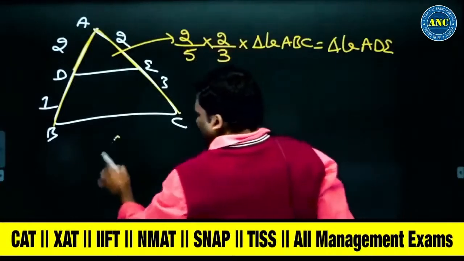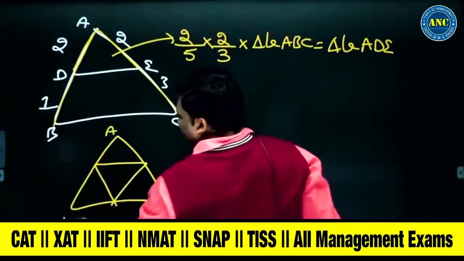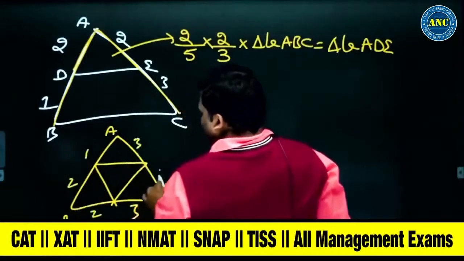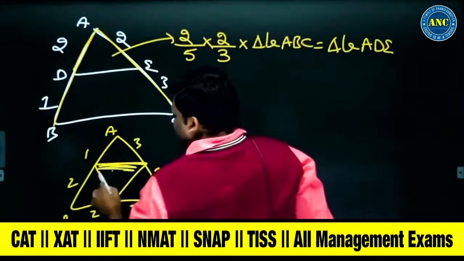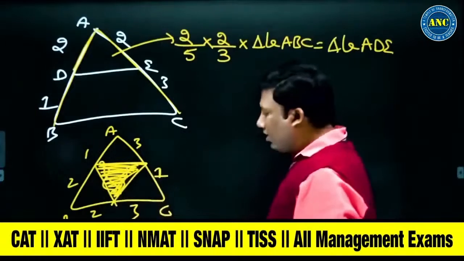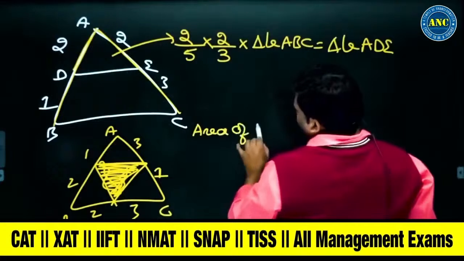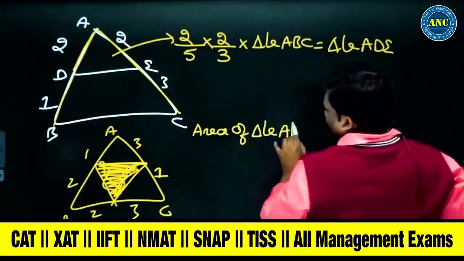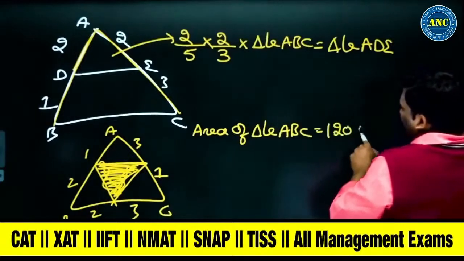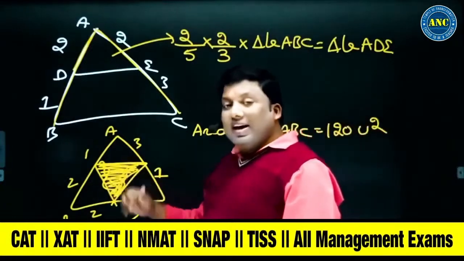Similarly, one more example. Suppose the figure is like this, A, B, C, with ratios 1:2, 2:3, 3:1. I want this area. For example, area of triangle ABC is given as 120 unit square. How to get the answer for the area of the shaded region?